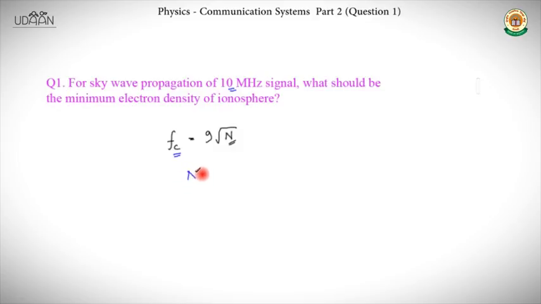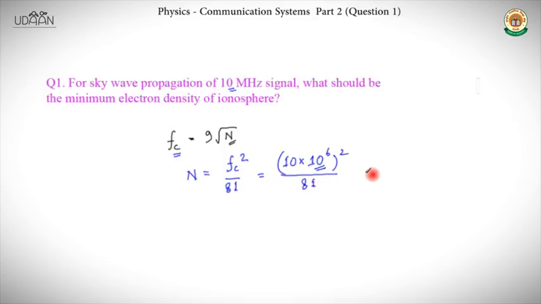First let's simplify this equation so that n comes to the left hand side. So n will simply equal Fc square by 81. 81 is 9 square. So put this Fc as 10 into 10 to the power 6. You're supposed to put 10 to the power 6 because it is in megahertz. It is like 10 to the power 6 hertz. So square that, divided by 81.